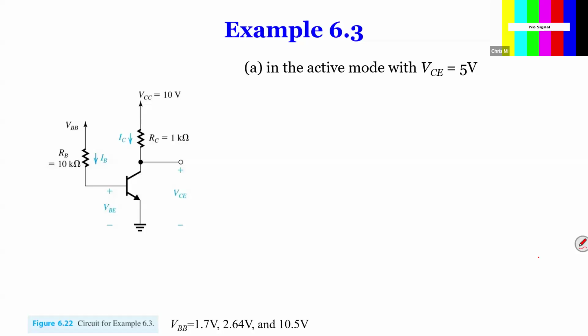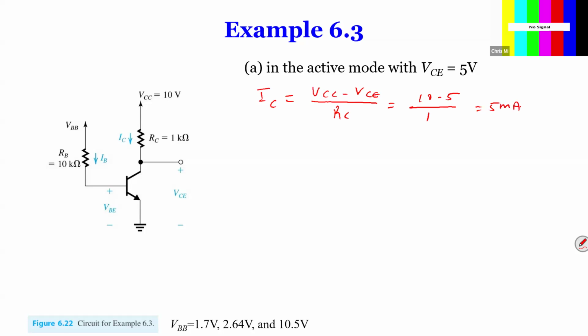So VCE is 5 volts. If VCE is 5 volts, we can easily calculate IC. So (VCC minus VCE) over RC, that gives you what? 10 minus 5 divided by 1 is equal to 5 milliamps.